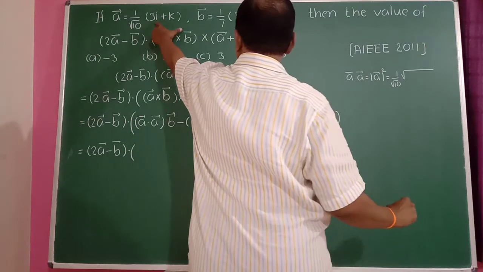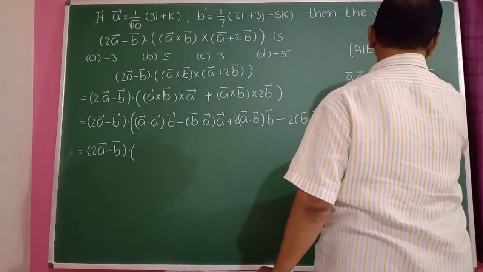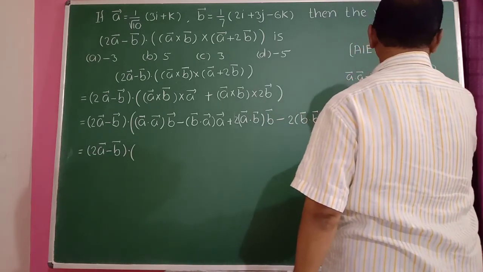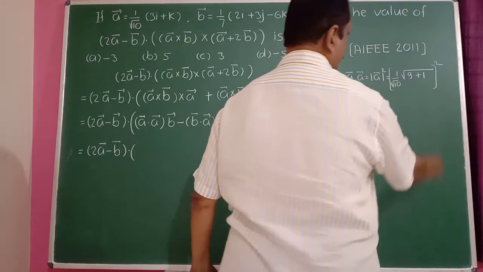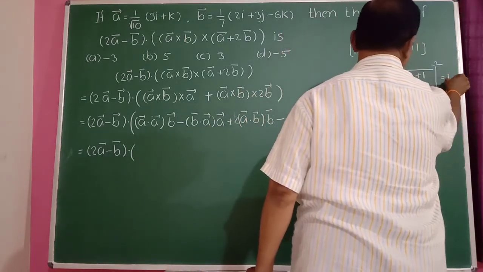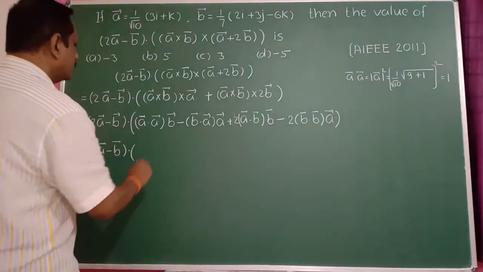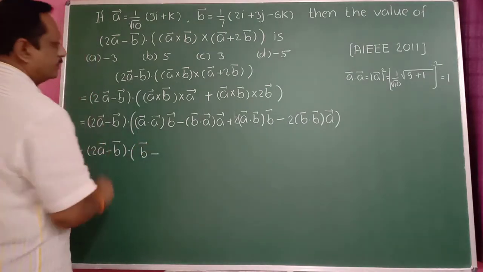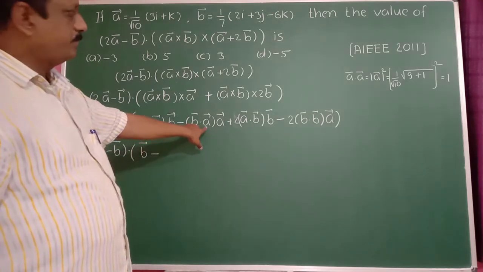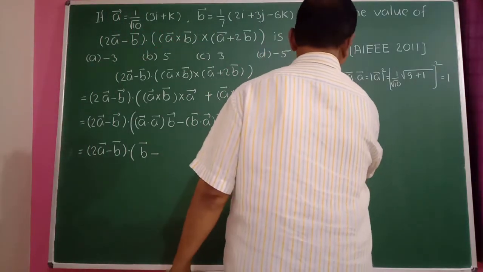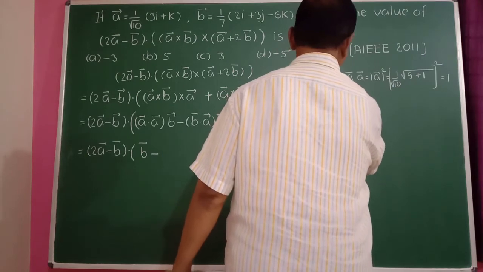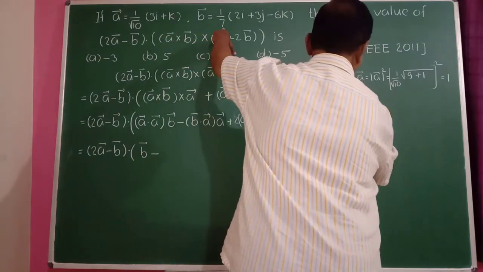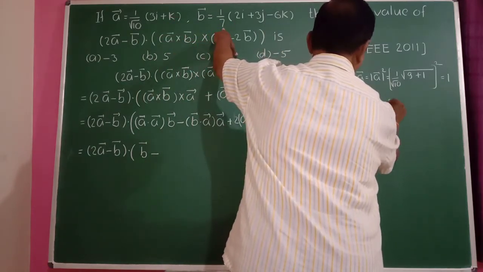3 square is 9, 1 square is 1, so 9 plus 1, and it's a square here. Then this will get cancelled. Remaining is 1. Therefore this becomes 1 into b bar, that is b bar, minus of b bar dot a bar, which is the same as a bar dot b bar. It's a dot product. A bar dot of b bar is equal to 1 upon 7 root 10 into bracket.